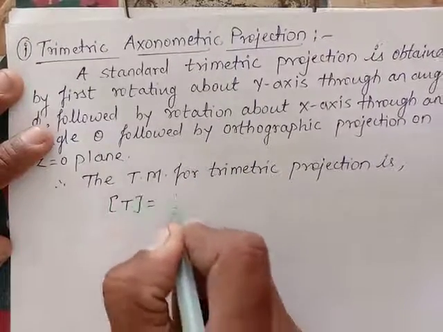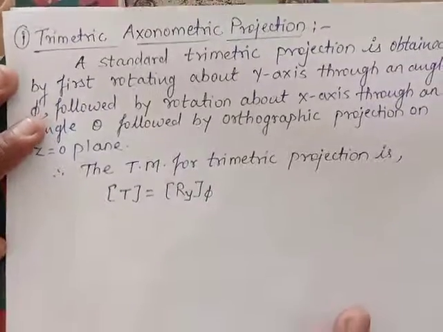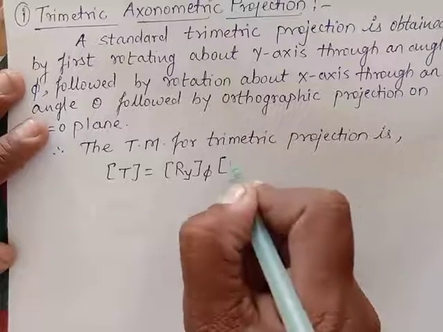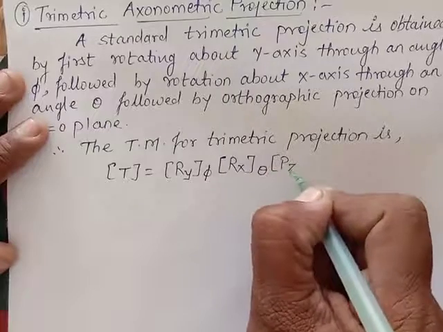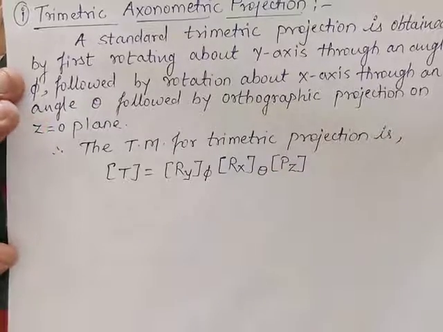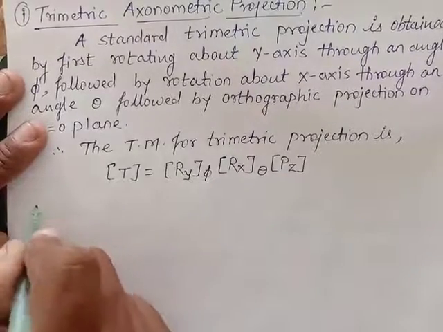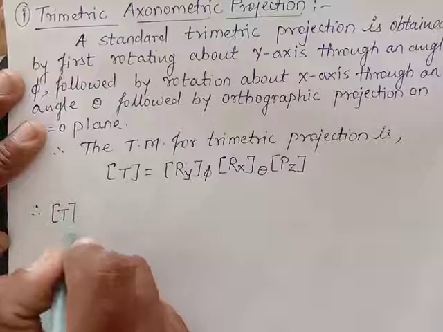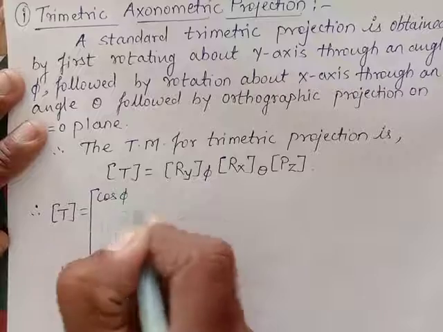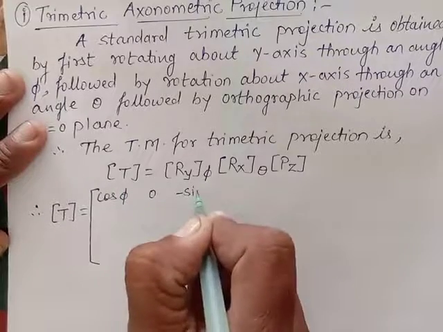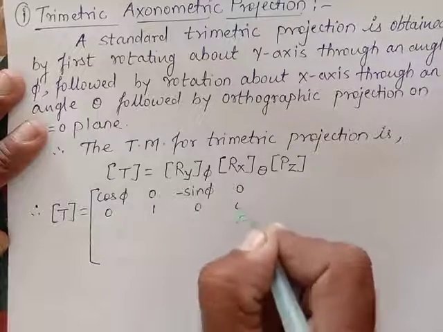Therefore, the transformation matrix for trimetric projection is T equal to rotation about y through an angle phi, rotation about x through an angle theta, and orthographic projection on the z equal to 0 plane, the xy plane, right? So this T is: cos phi, 0, minus sin phi, 0; 0, 1, 0, 0.